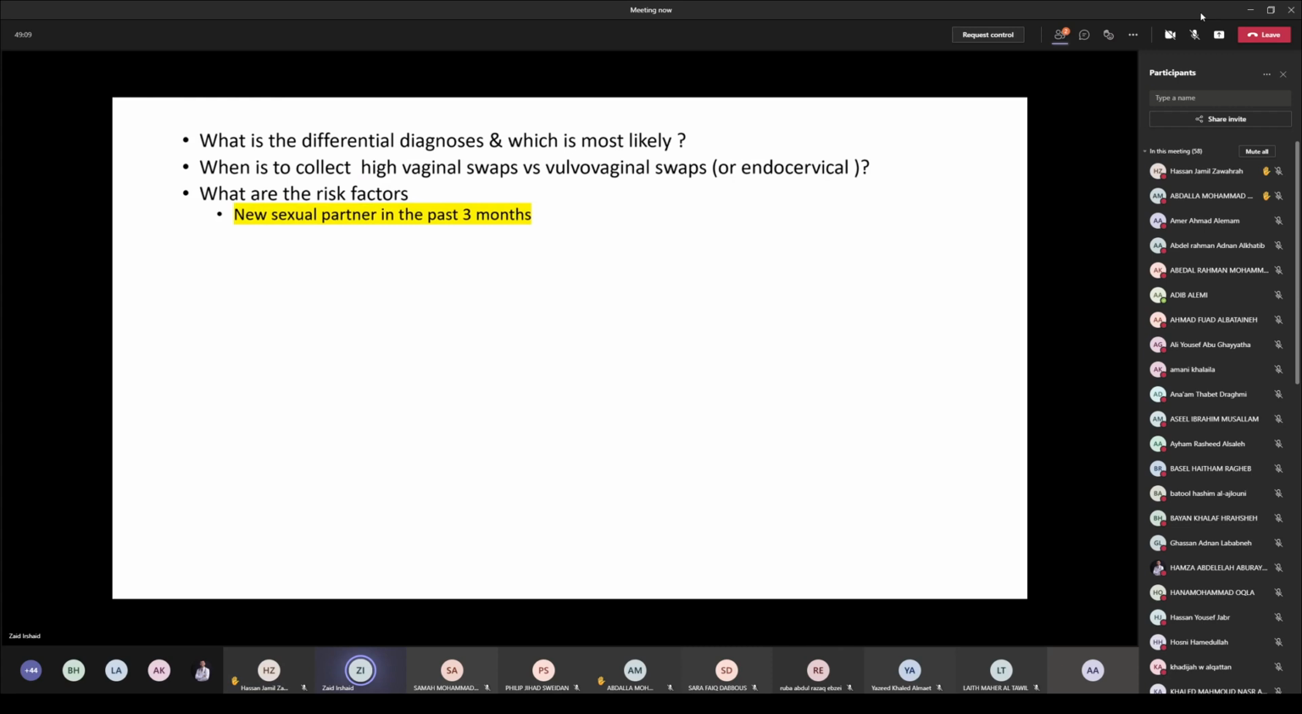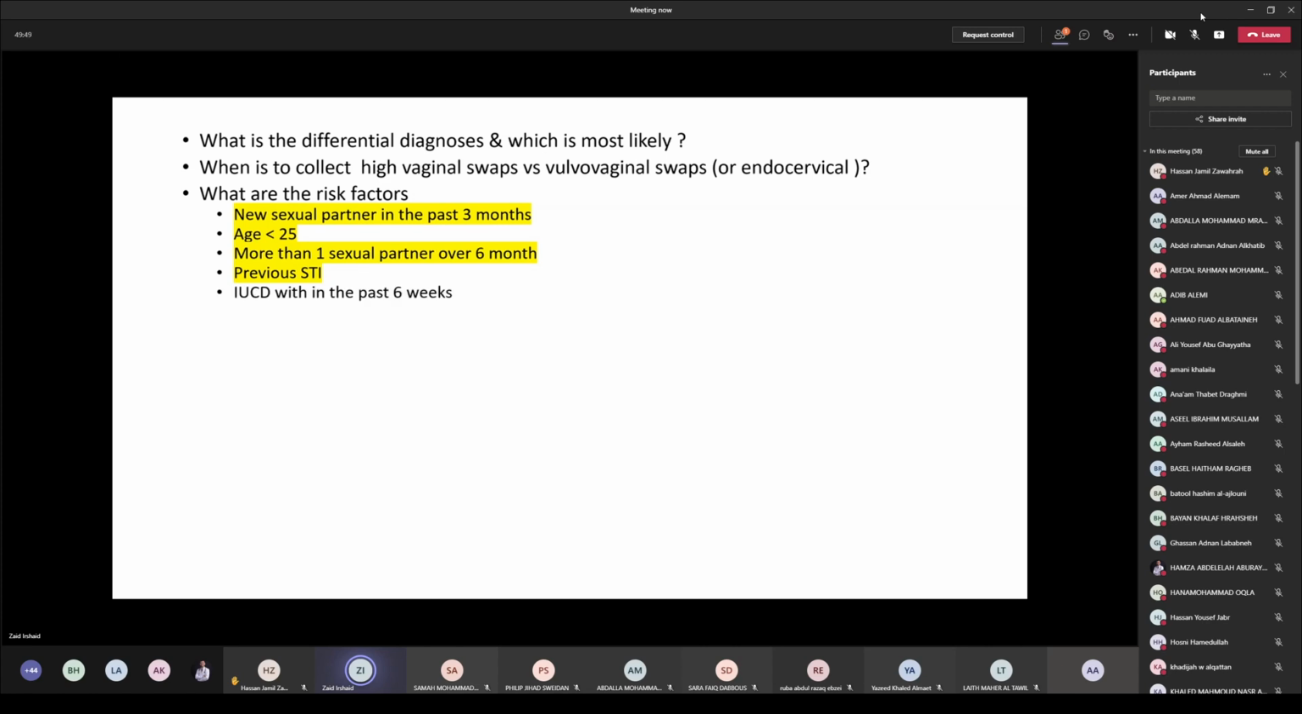That is correct. So in general, if she had a new sexual partner in the past 3 months, that is a risk factor. If she was younger than 25, that is another risk factor. If she had more than 1 sexual partner over 6 months, that's the definition of multiple sexual partners or promiscuity. Promiscuous medically, when we say she's promiscuous medically, we mean more than 1 sexual partner over the past 6 months. If she has a previous history of sexually transmitted infection, she's 6 times more likely to have another one.